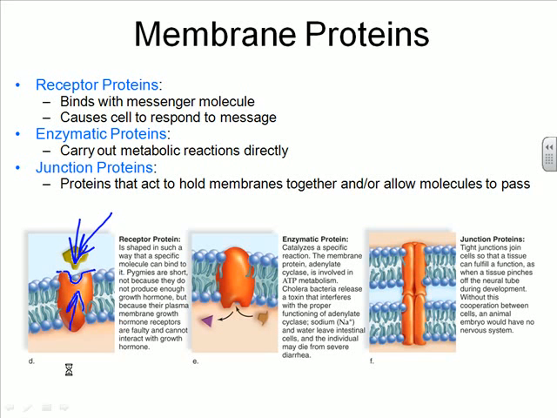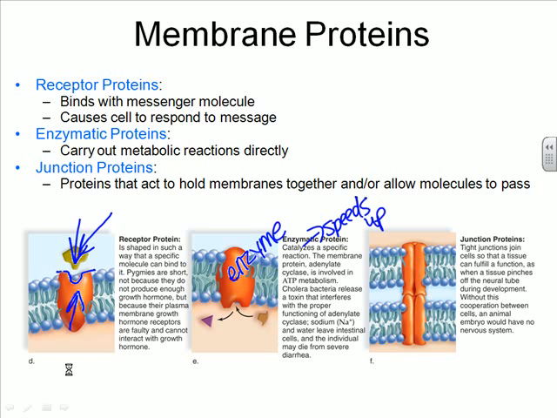We also have an enzymatic protein. An enzymatic protein allows a metabolic reaction to be sped up. It catalyzes it, or speeds it up. It allows a reaction to happen faster than if the enzyme were not used.